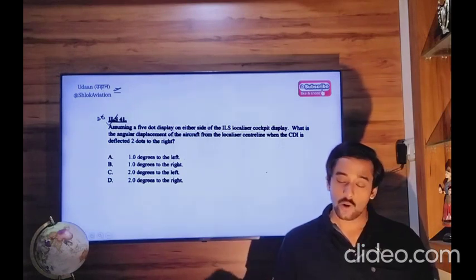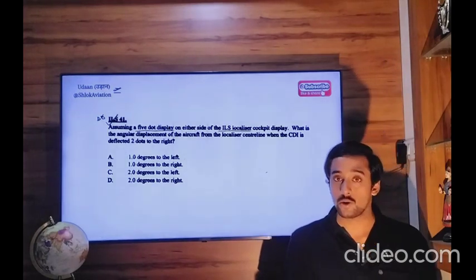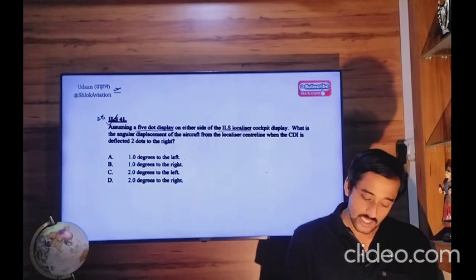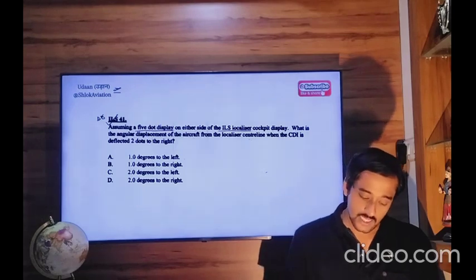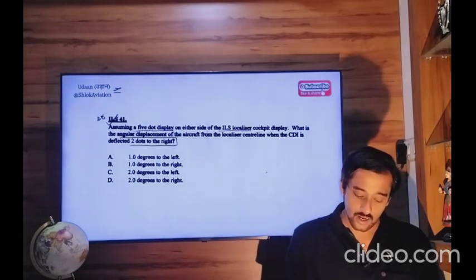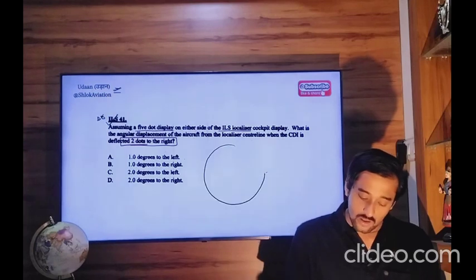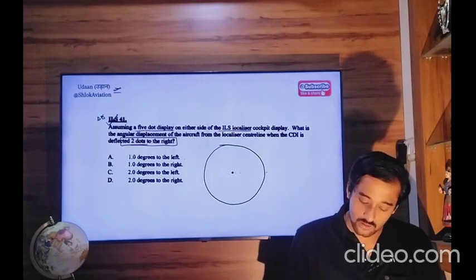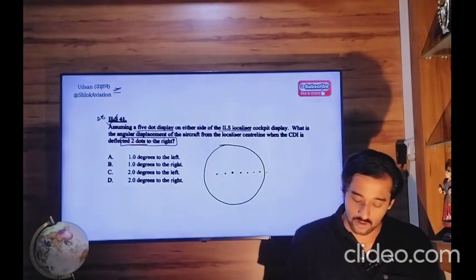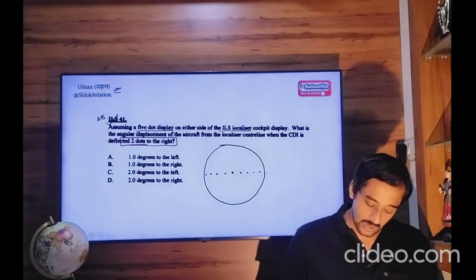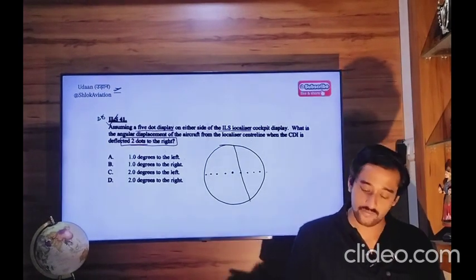Assuming a 5-dot display on either side of the ILS localizer. So it's a 5-dot display and they are talking about the ILS localizer. What is the angular displacement of the aircraft from the center line when the CDI is deflected 2 dots to the right? How many dots? 2 dots to the right. It's a 5-dot display, so 1, 2, 3, 4. So it is deflected 2 dots to the right.